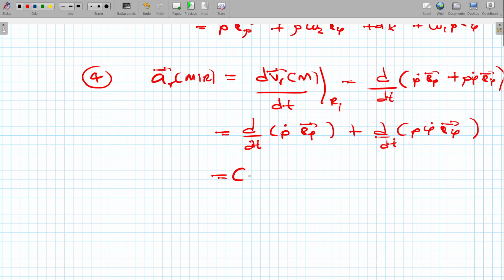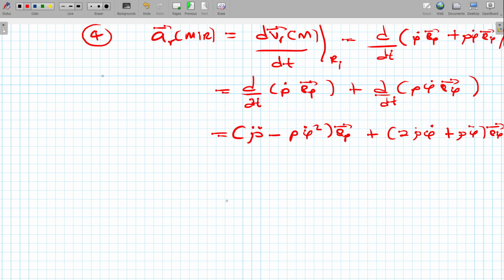So here you're going to have rho point, minus rho phi point squared, e rho, you're going to easily find the derivative here, plus 2 rho point phi point, plus rho phi point, e phi. So this is the relative acceleration, sorry. Then the other question is saying déterminer l'accélération d'entraînement. L'accélération d'entraînement, that's what we're supposed to find.